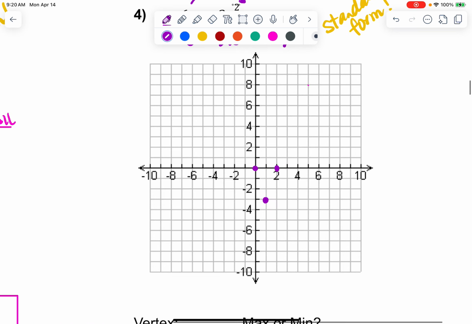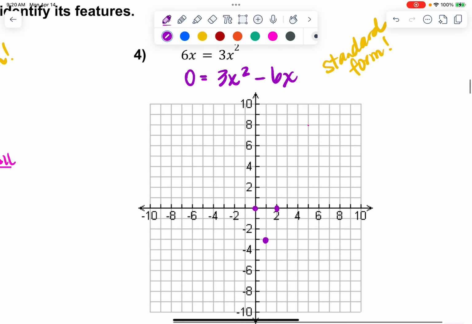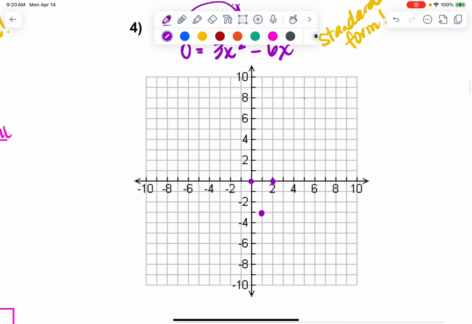And that's really enough points. Let's see, our a value is 3. So instead of going over 2 up 4, we're going over 2 up 12. 3, 4, 5, 6, 7, 8, 9, 10, 11, 12. Technically, these would also be our points. 4, 5, 6, 7, 8, 9, 10, 11, 12. So here. I'm fine with just getting those first three though. But I'm really hoping that makes a nice pretty parabola.